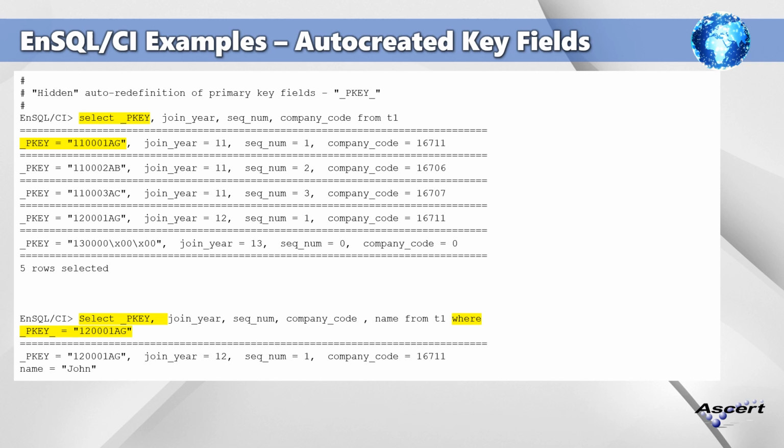We'll now show another example of where hidden fields are used. EnSQL automatically creates hidden fields to represent the key data in a record. This example shows the primary key data in the fields separately defined as join year, seek num and company code, which can also be referenced by the hidden auto-created PKey field. The top example shows it being displayed, and the second example shows it being used in an expression.